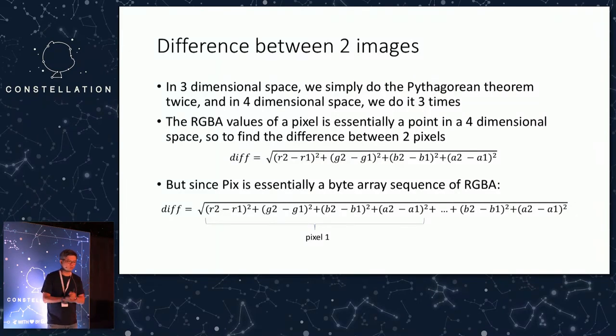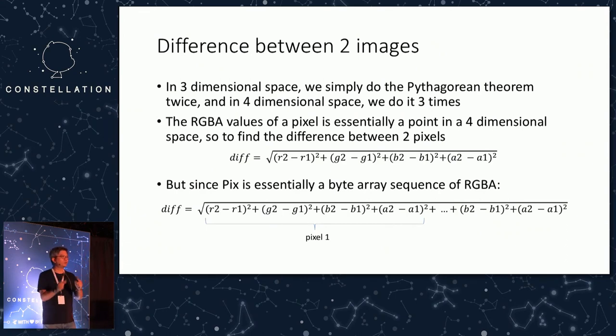So how do we find the difference between two images? In Pythagoras theorem, we are talking about two points in two-dimensional space. If it's three-dimensional space, we extend the Pythagoras theorem once more. If it's four-dimensional space, we do it three times. RGBA is basically a point in four-dimensional space. Remember, RGBA, so there are four values. So the difference between two pixels is: R2 minus R1 squared, plus G2 minus G1 squared, plus B2 minus B1 squared, plus A2 minus A1 squared. So that's basically it.